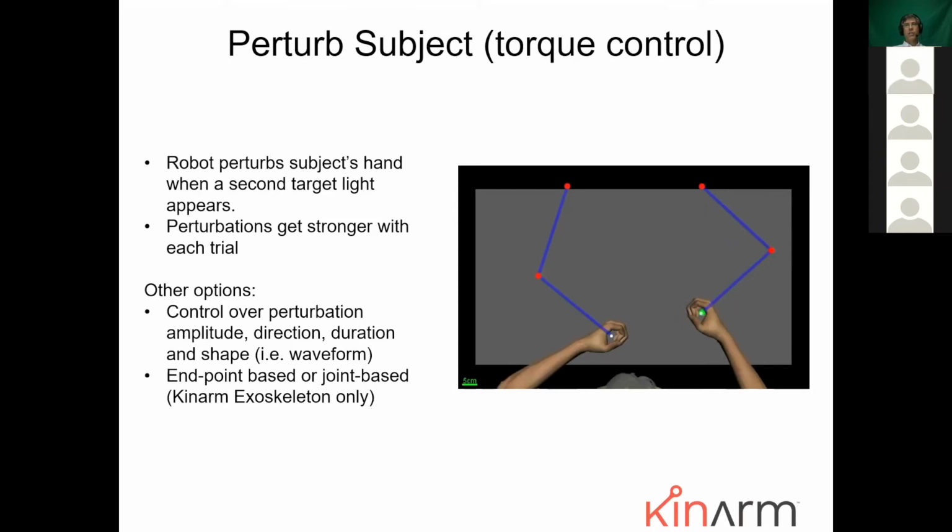Couple other things just to mention, and this is sort of similar to the theme I mentioned earlier, which is you have complete control over the design of any perturbation you apply. We don't limit you to square pulses or any particular waveform or amplitude. If you want to apply a force or torque perturbation, you decide what the waveform looks like. And again, if you had an exoskeleton, you can actually apply these perturbations in a joint-based coordinate frame rather than endpoint-based.